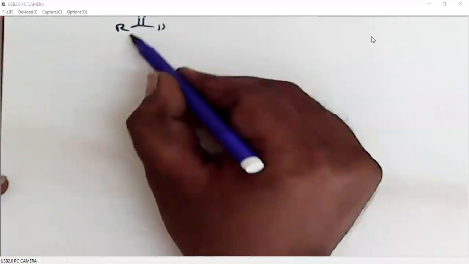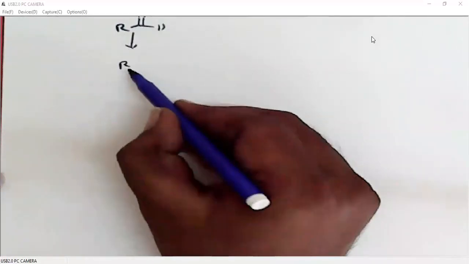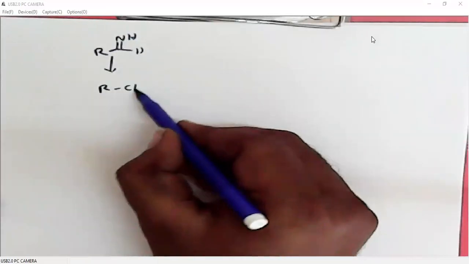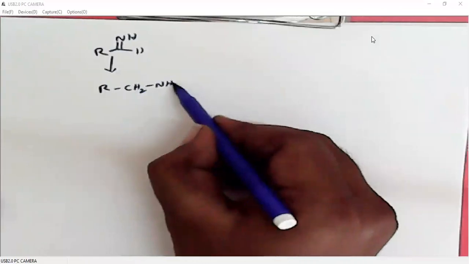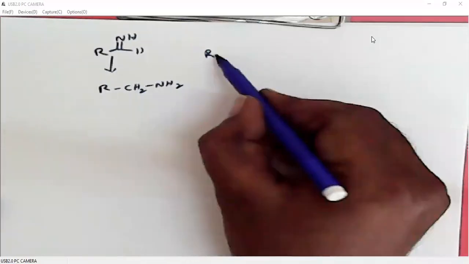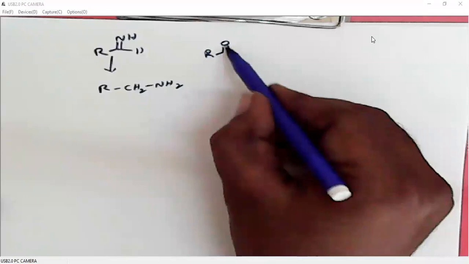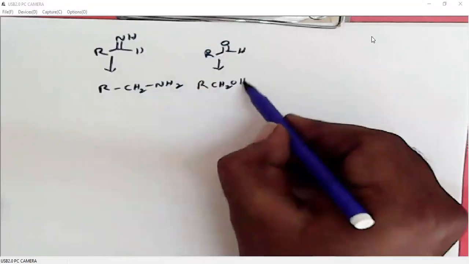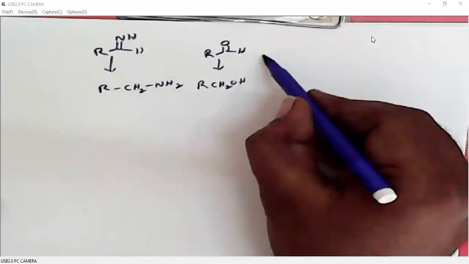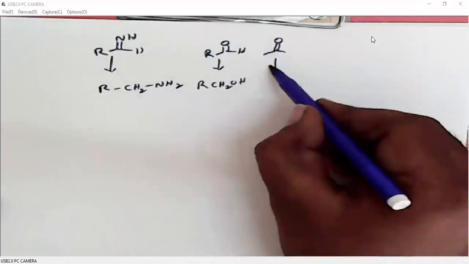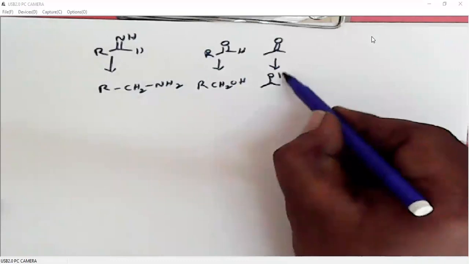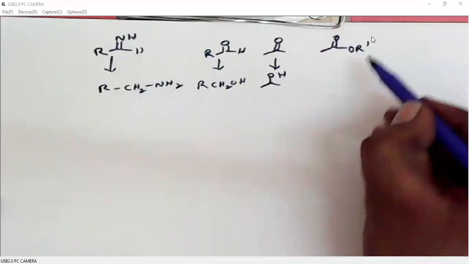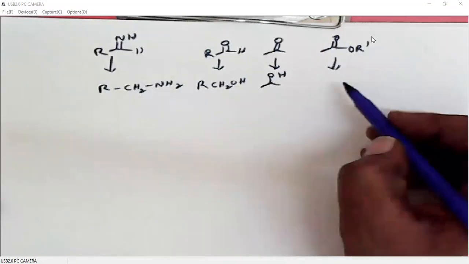Imines can be reduced to amines. Aldehyde can be reduced to alcohol. Ketone, similarly, can be reduced to alcohol. Ester can be reduced to alcohol.